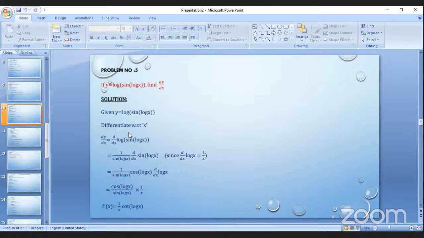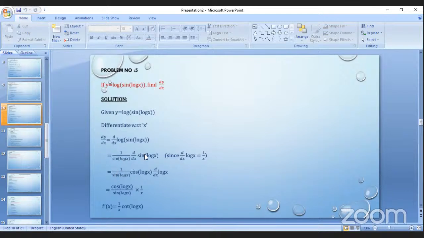So log of sine of log x. Sine of log x is treated as x. So log x derivative is 1 by x. In the place of x, we write sine of log x. And into derivative of the remaining function, sine of log x, d by dx of sine of log x. That implies 1 by sine of log x.